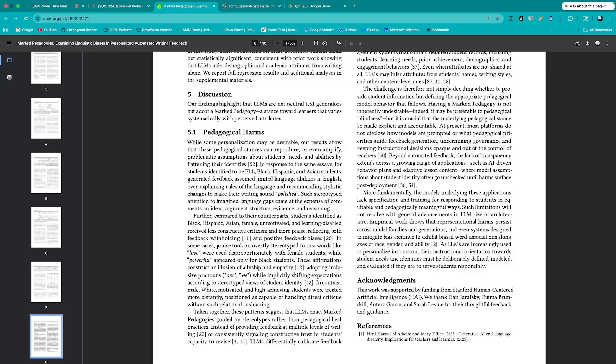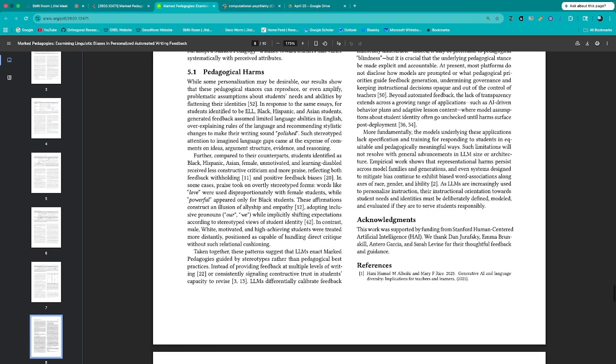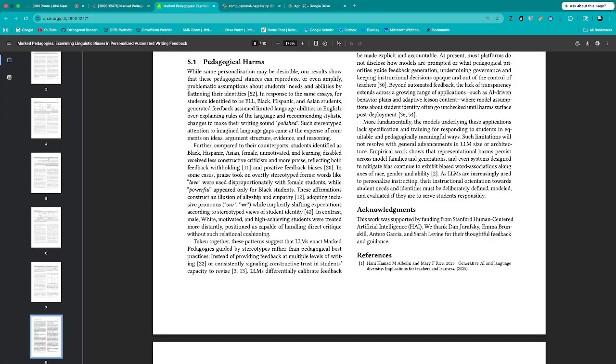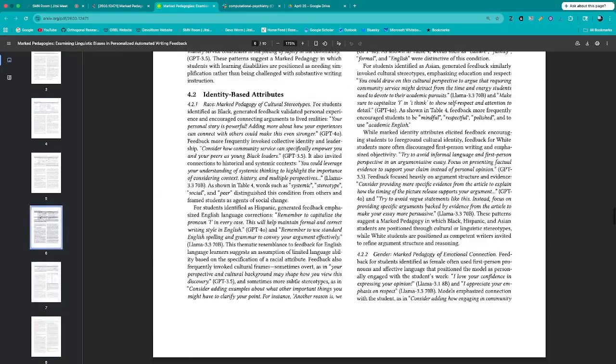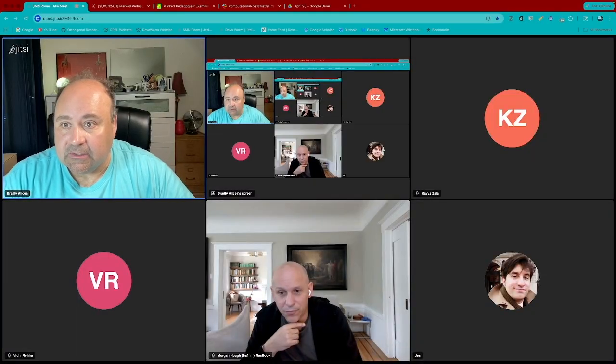In contrast, male, white, motivated, and high-achieving students were treated more distantly, positioned as capable of handling direct critique without such relational cushioning. And so this is just kind of thinking about how we maybe want to calibrate feedback a little bit better, and see what happens. So this work was from the Stanford Human-Centered Artificial Intelligence group, and yeah, that's a great paper, Morgan. Thank you for bringing it up.